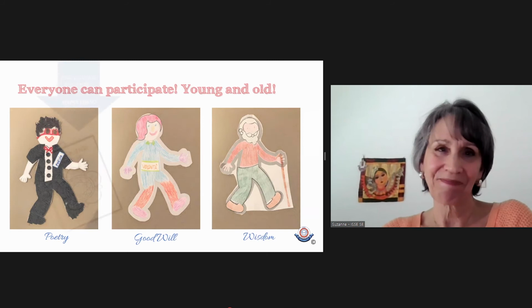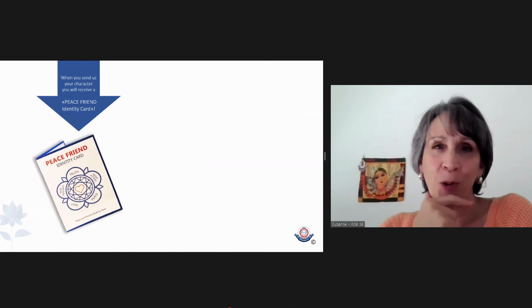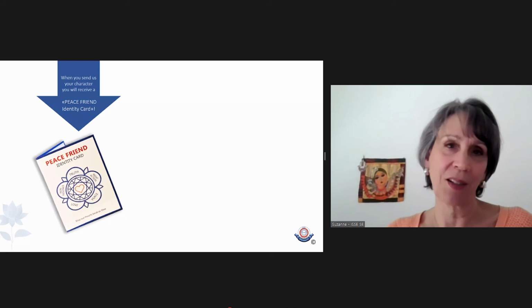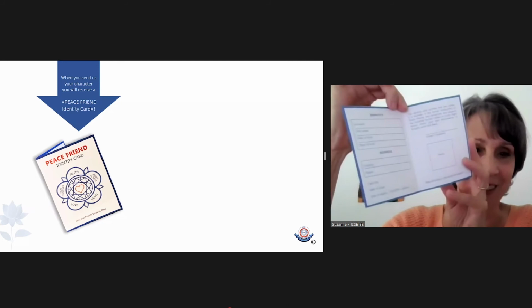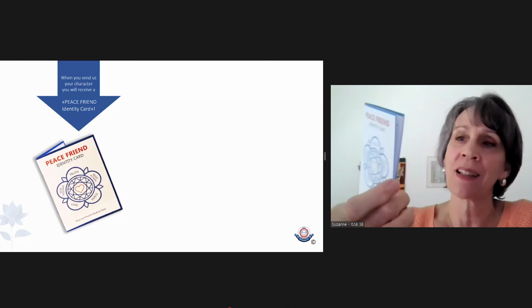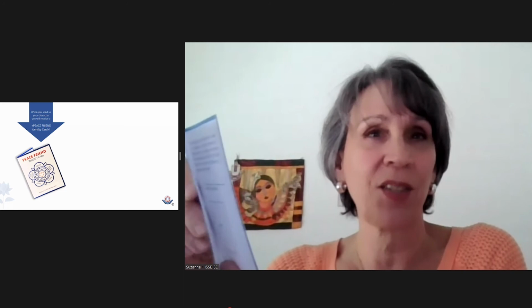But the second step of this virtual walk for peace is this. When you send your character to us, we will send you a peace friend identity card. And here it is. This is the peace friend identity card. And in the back, there is the logo of the Institute, and it says, "I'm a citizen not of Athens or Greece, but of the world." This is a quote by Socrates.